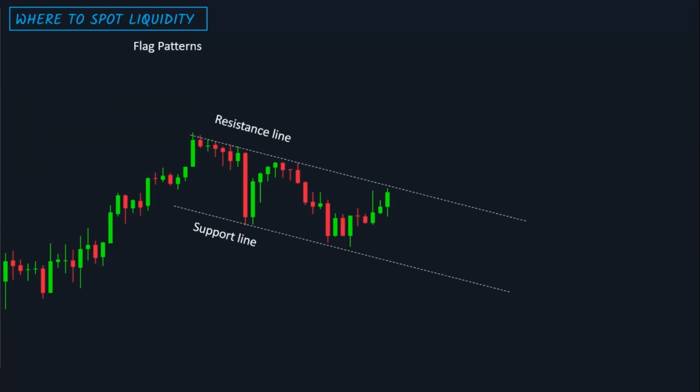Flag patterns, whether bullish or bearish, are classic trend continuation formations, but they are also some of the most effective liquidity traps created in the market. In a bullish flag, price breaks above the flag's resistance line, and retail traders immediately interpret this as a genuine breakout. They enter long positions with stop losses placed below the flag's support line.